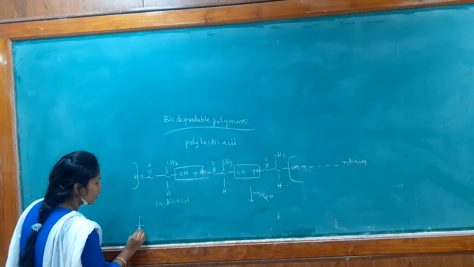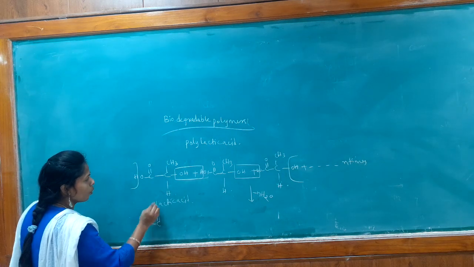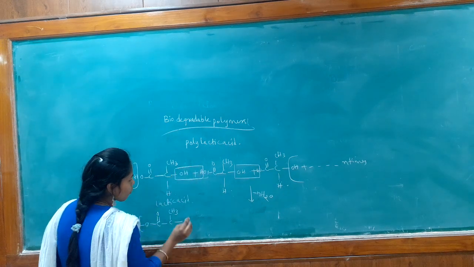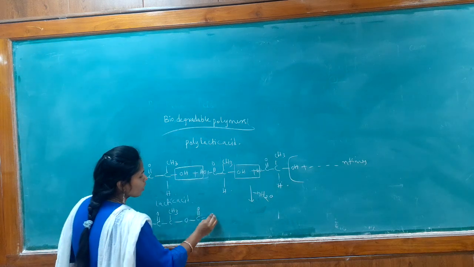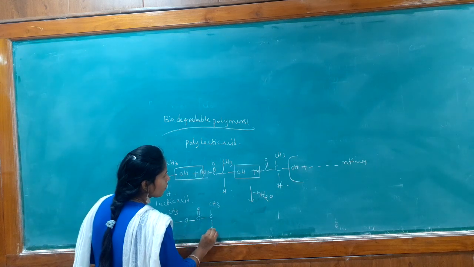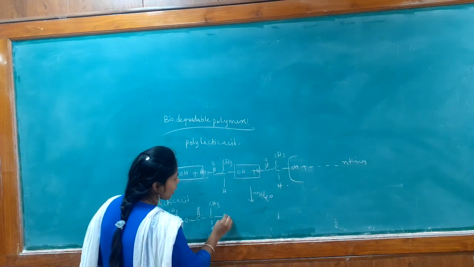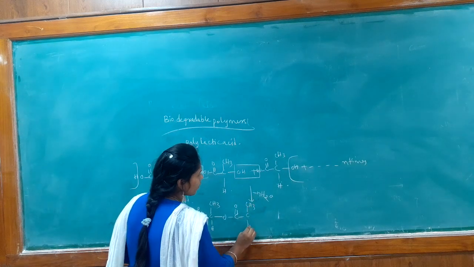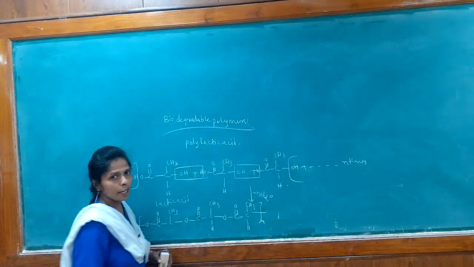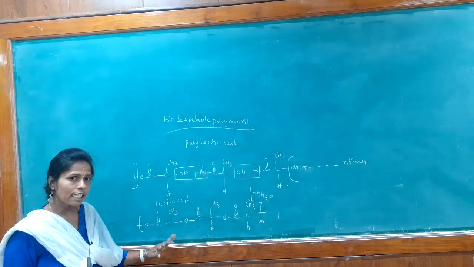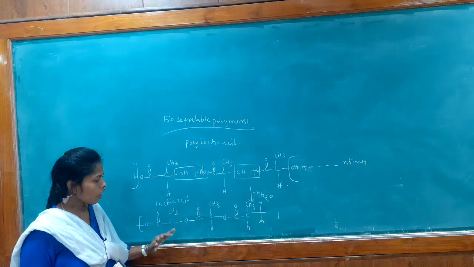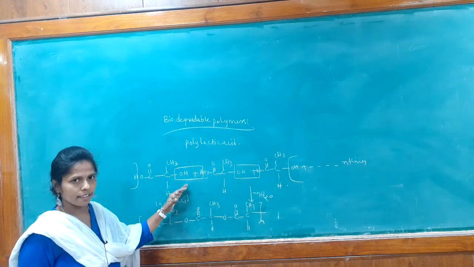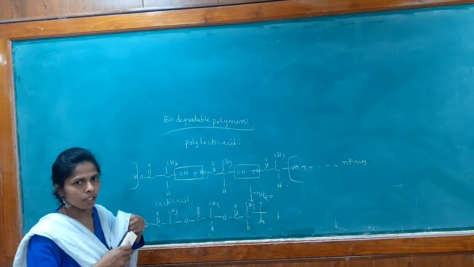So now here O, C double bond O, C, CH3, single bond O, because due to the removal of water molecule there is a new bond between carbon and oxygen, then C double bond O, C, CH3, H, and the single bond, which repeats for n number of times. This is the synthesis of polylactic acid. So how is polylactic acid synthesized? By the condensation polymerization of lactic acid.